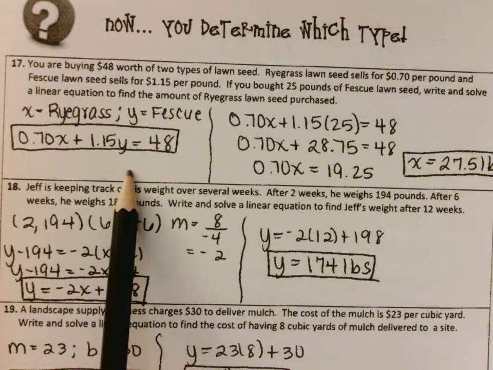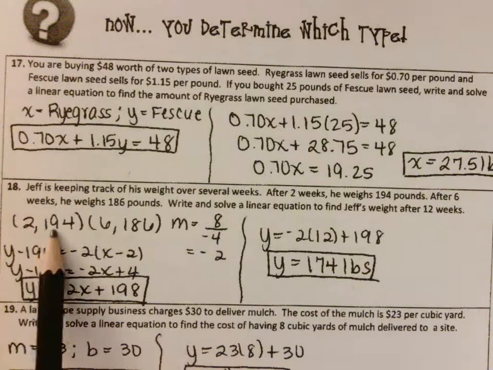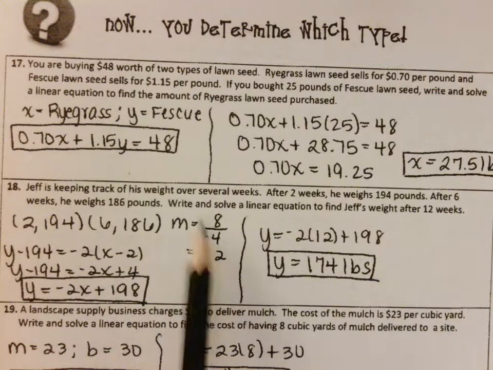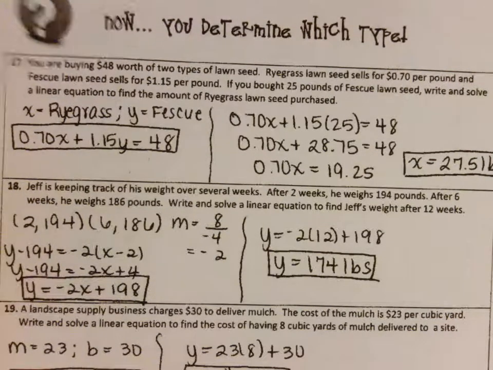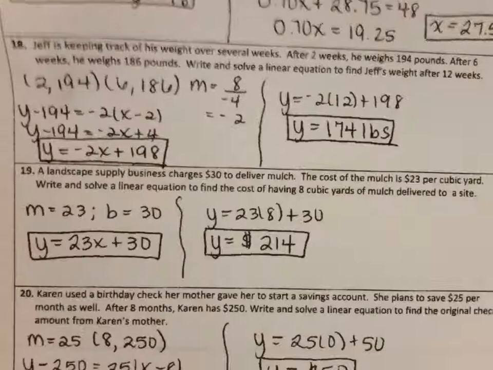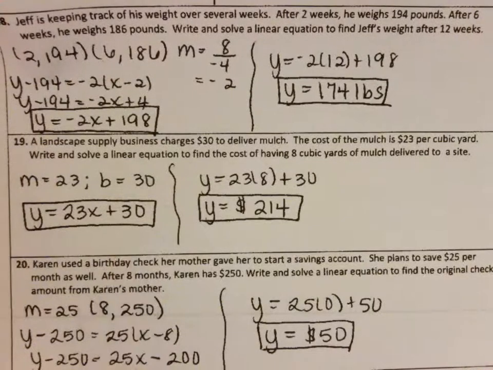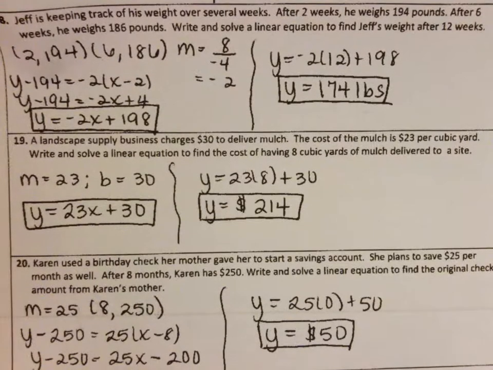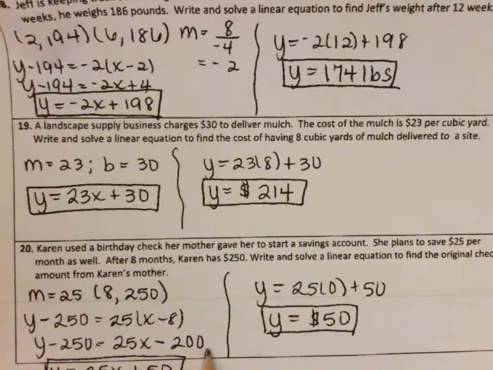This is 17 and 18. It looks like in 18 we have 2 points, and we're going to use point slope form. It looks like in 17 we have been given two different quantities that are changing, so we're going to use standard form. In 19 and 20 we were given a point and a slope, so slope-intercept form is the greatest choice there. And here we were given slope and a point, so we'll use point slope form.